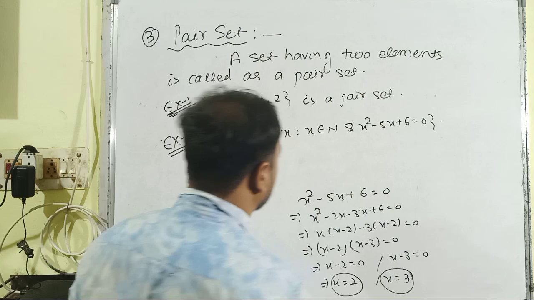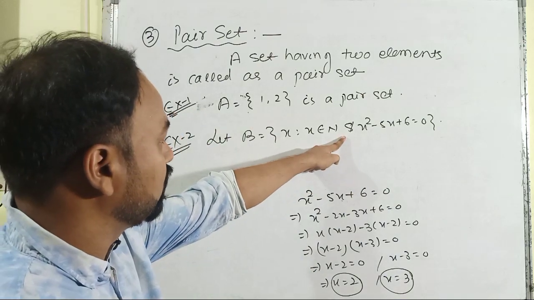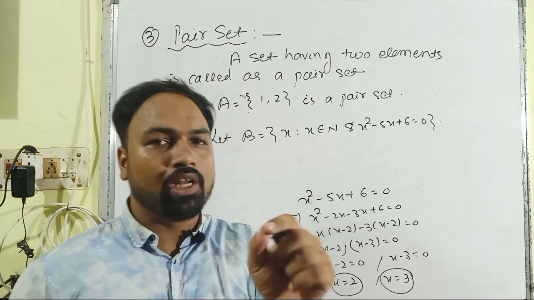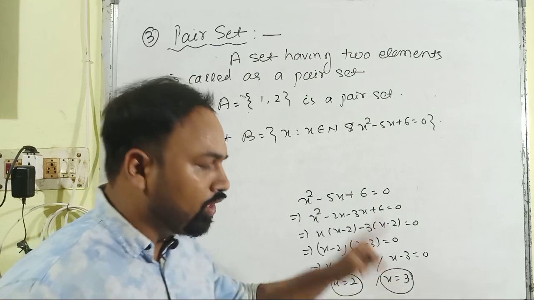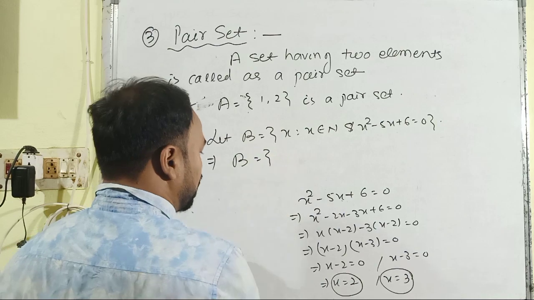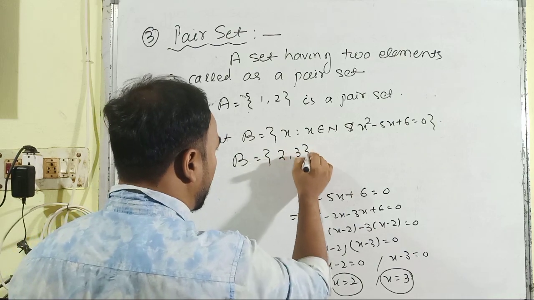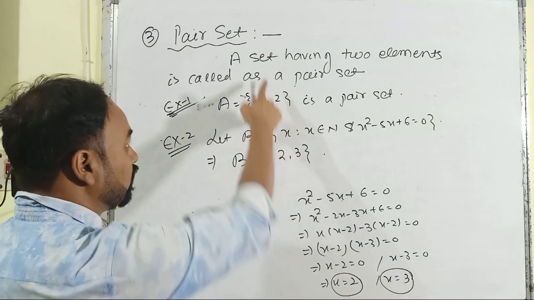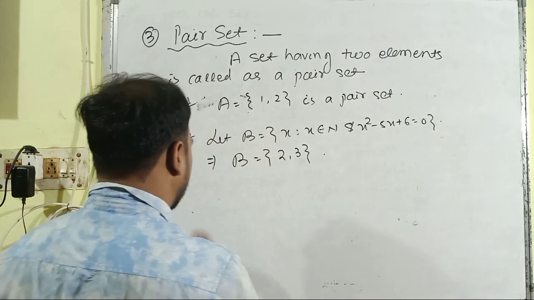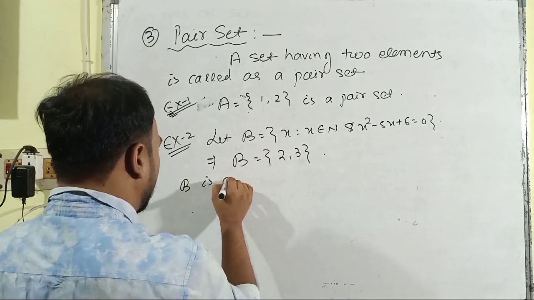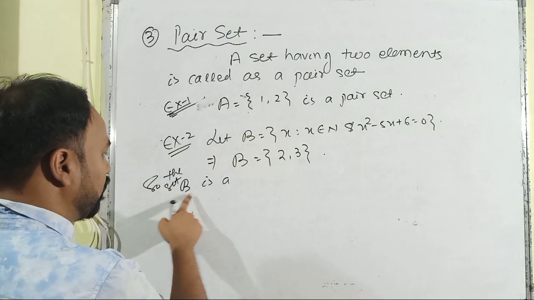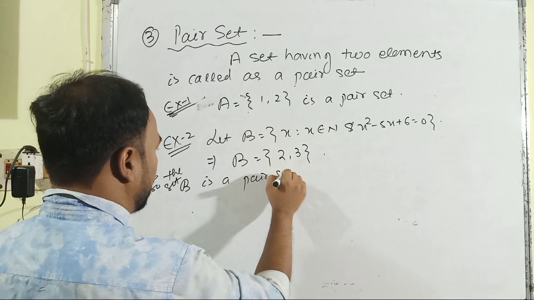And then we have to go through the second condition here. The second condition is that we have to verify that both of the roots must be natural numbers. And you can see that both of the roots are natural numbers. So that means here the set B is the set containing the 2 elements, 2 and 3 only. And you can see that it satisfies the given definition. So the set B is a pair set.